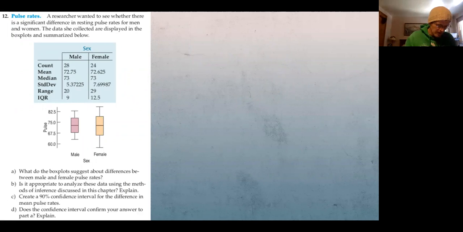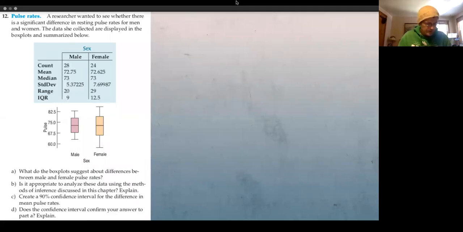So they give us A, B, C, and D. I'm just going to ask you guys, what do the box plots suggest about differences between male and female pulse rates? Sorry, before you answer, we're looking at pulse rates again. You can see a bunch of data. So you can take a minute to look through this and familiarize yourself with it, and then we'll answer those questions.